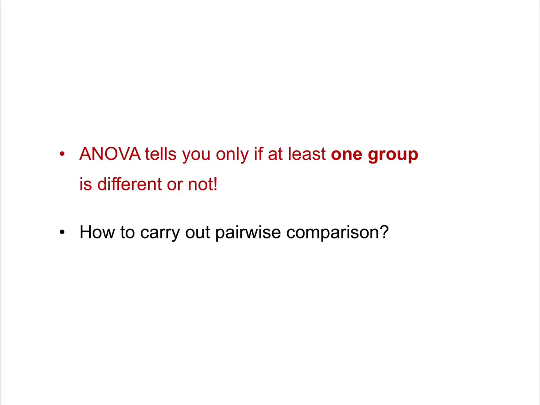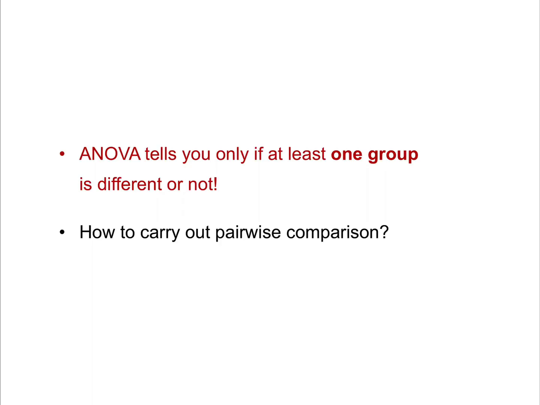So ANOVA can clearly tell you, do you have any difference or not, using as many factors as you want. But there is one problem. ANOVA doesn't tell you how big the difference is. So it tells you only one thing, that there is a difference. You have no idea which group is different and how big the difference is. Okay, so what do we need to do?